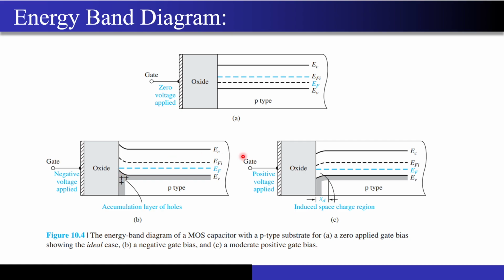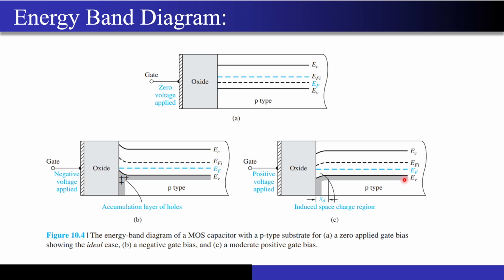And what if I apply a positive voltage? Then I know that I'm pushing away the holes from this region. The moment I push away the holes, what does it mean? Compared to the bulk, I have fewer holes available over here, right? If fewer holes are available near the surface, that means the gap between EF and EV should be more at the surface as compared to the bulk. I hope you got this point.